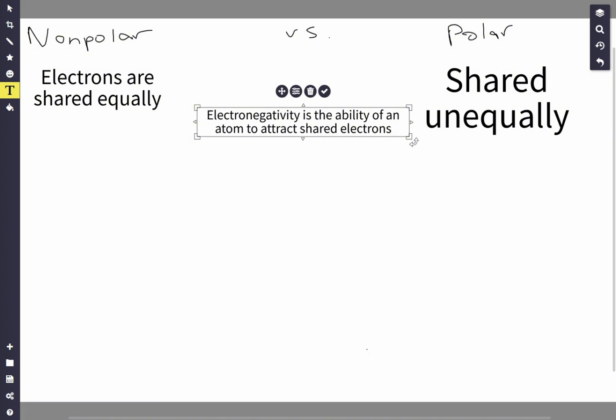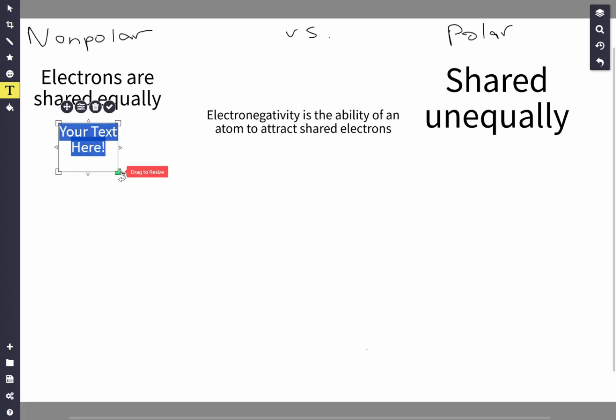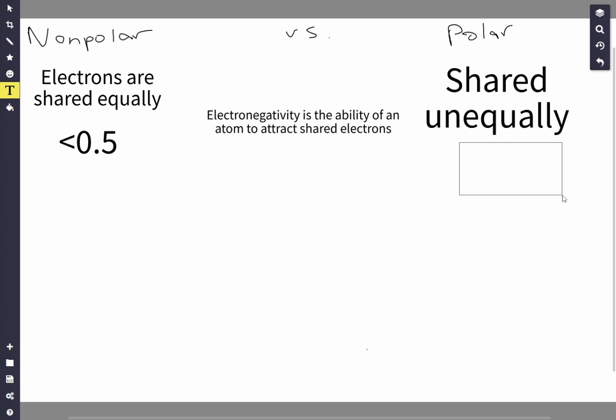When the electronegativity difference between the two atoms in a covalent bond is less than 0.5, it is a nonpolar covalent bond. When the electronegativity difference is between 0.5 and 2.1, the bond is going to be a polar covalent bond.